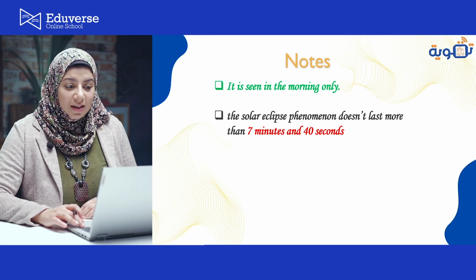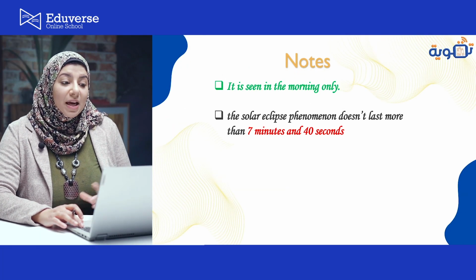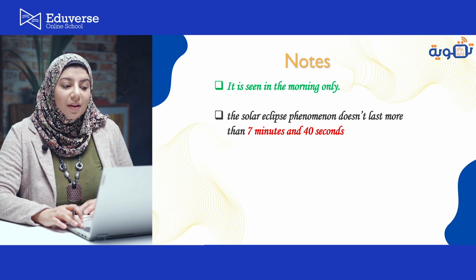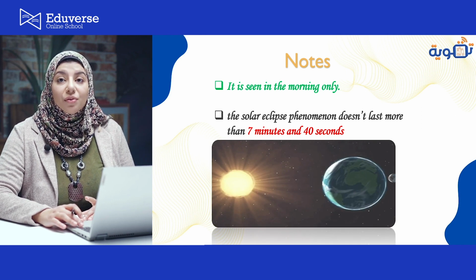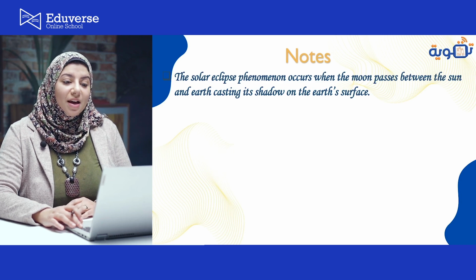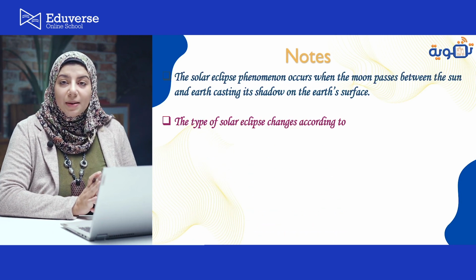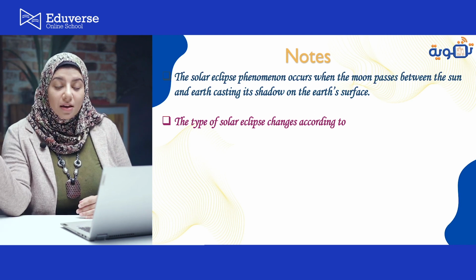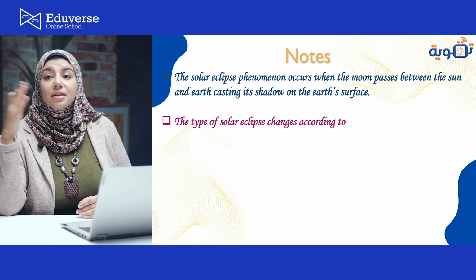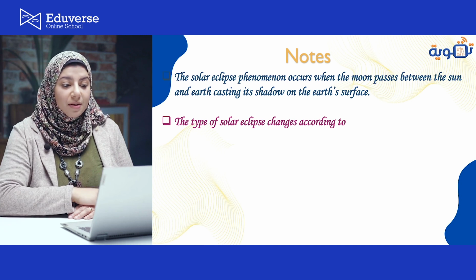So guys, you see here, observe the solar eclipse. It's seen in the morning only. And this phenomenon doesn't last more than 7 minutes and 40 seconds. So we said the solar eclipse phenomenon occurs when the moon passes between the sun and earth on one straight line and casts its shadow on Earth's surface.